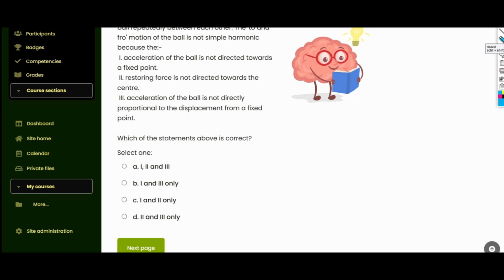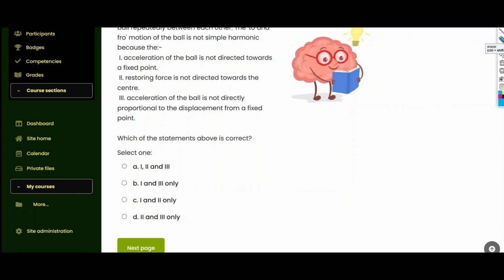During a training session, two footballers pass a ball repeatedly between each other. The to and fro motion of the ball is not simple harmonic because, so we want to see the reason why this is a to and fro motion between the two footballers, but why is this motion not simple harmonic?